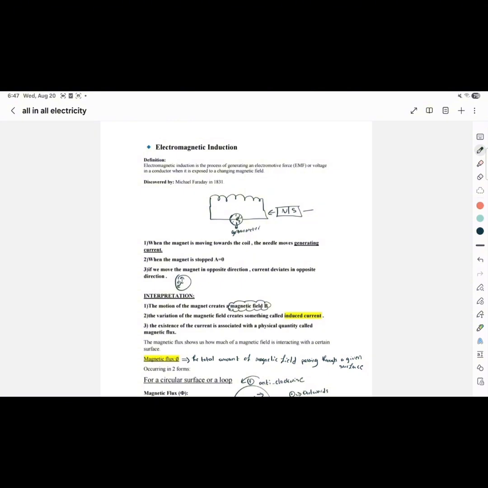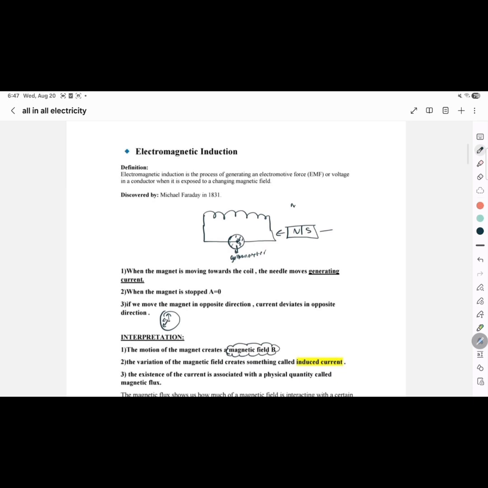What is electromagnetic induction? It is the process of generating an electromotive force or voltage in a conductor when it is exposed to a changing magnetic field. What does this mean? It means by moving a magnet next to a certain coil, we generate electricity. That's called electromagnetic induction.